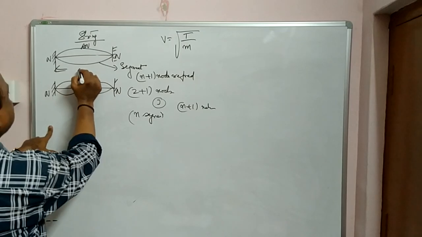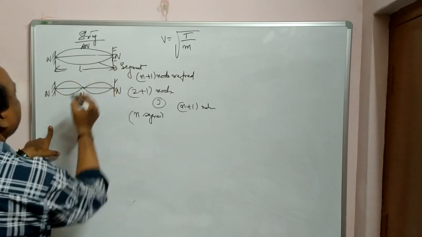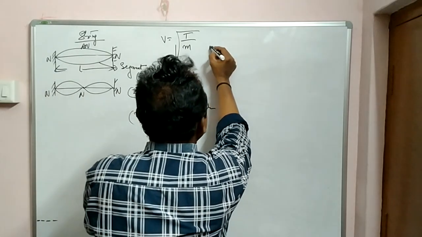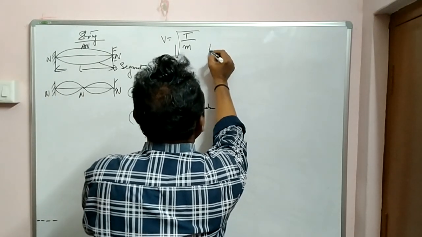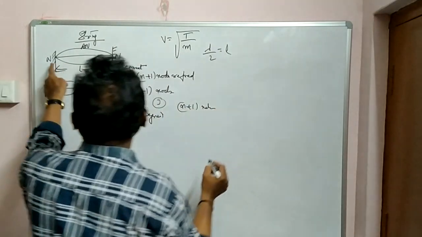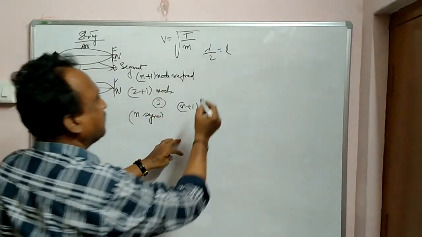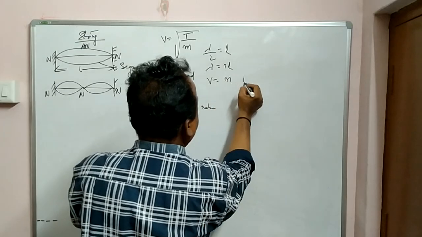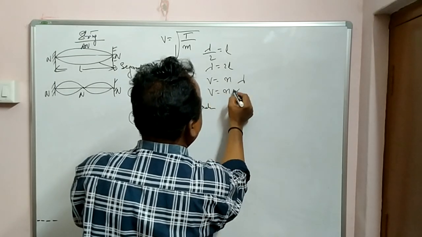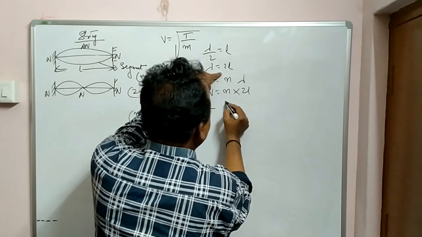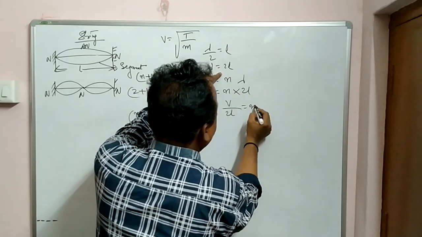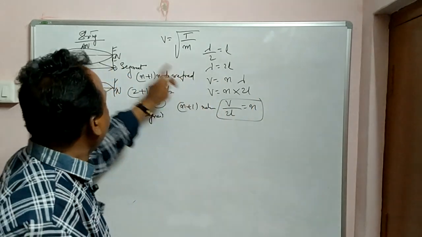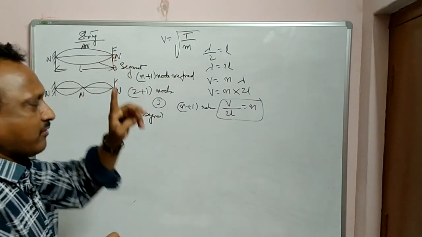Let the length be L. Just now I told you the property. What is the distance between node and node? The distance between node and node is given by lambda by 2. So lambda is equal to 2L. We know V is equal to n lambda. Therefore V is equal to n into 2L, so V by 2L is equal to n. This is also called the fundamental frequency of the stretched string for one segment.